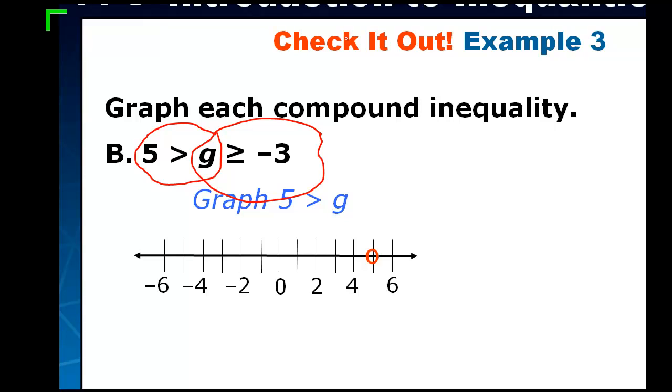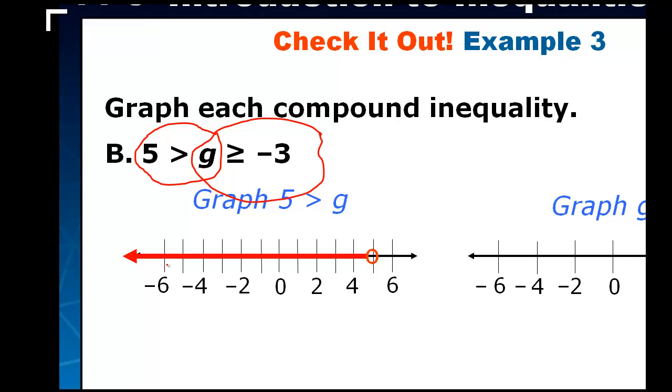Then will we go to left or right? We will go to the left because g is smaller than 5. 5 is bigger than g means g is smaller than 5. So I will go to the left. Take the second part: g bigger than or equal to -3. I will go for -3 and draw a closed circle because here we have equal. Then I will move to the right because it's bigger than.